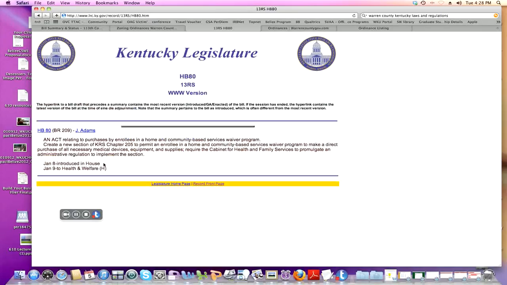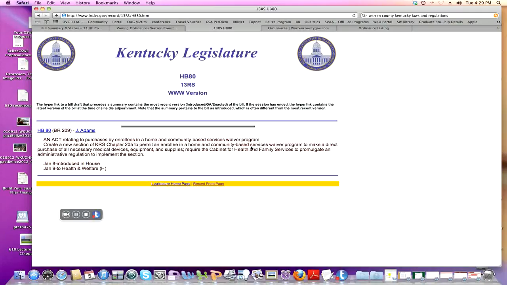January 8th, it was introduced to the House. January 9th to the Health and Welfare Committee in the House. And so once it passes committee, it's sponsored by Jay Adams. Once it passes this committee, then it might have some other things that happen before it actually gets to the floor for a vote. And at any one of those steps, it could be kicked out and is no longer allowed.